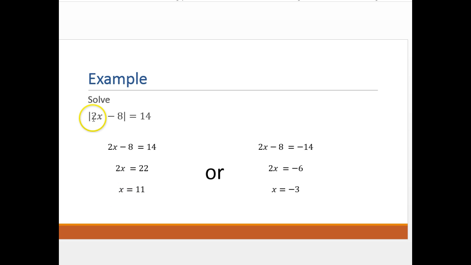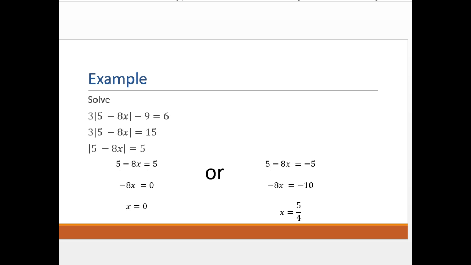If x is 11, 2 times 11 is 22, minus 8 is 14, absolute value of 14 is 14. If I plug in the other one, negative 3, 2 times negative 3 is negative 6, negative 6 minus 8 is negative 14, and the absolute value of negative 14 is 14. Hence, pretty much every time you're dealing with an absolute value, you're going to wind up with two equations.